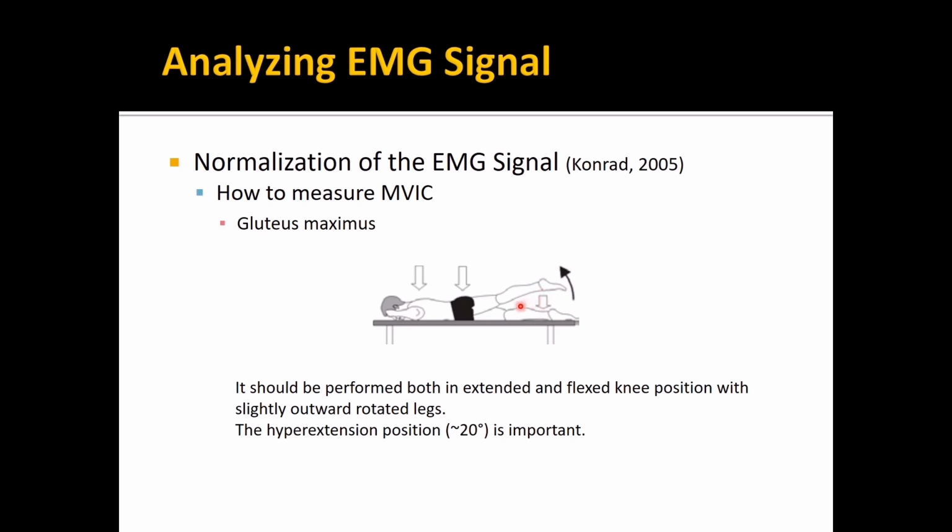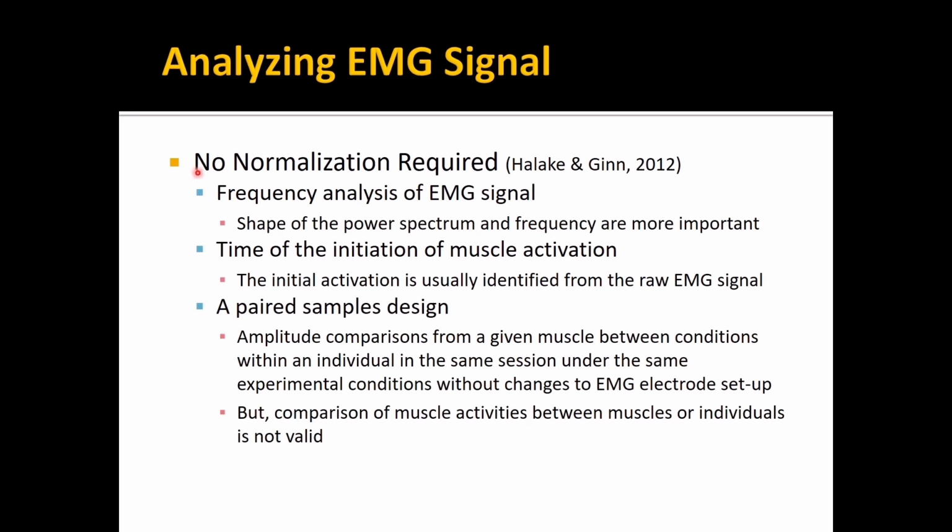This is very important. Sometimes no normalization of the EMG signal is necessary. For example, in frequency analysis of the EMG signal, the shape of the power spectrum and frequency are more important than EMG normalization. That's why we can simply use the mean or median frequency, and we don't have to do EMG normalization. The same goes for the time of initiation of muscle activation. The initiation of activation is usually identified from the raw EMG signal, so we don't have to do EMG normalization.